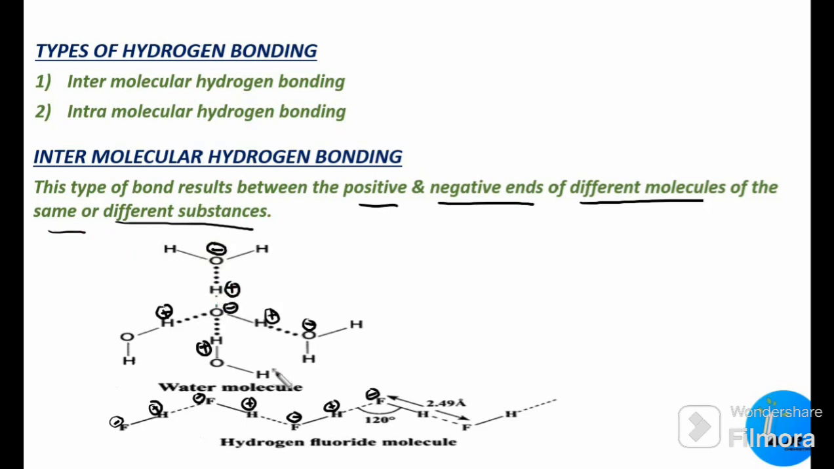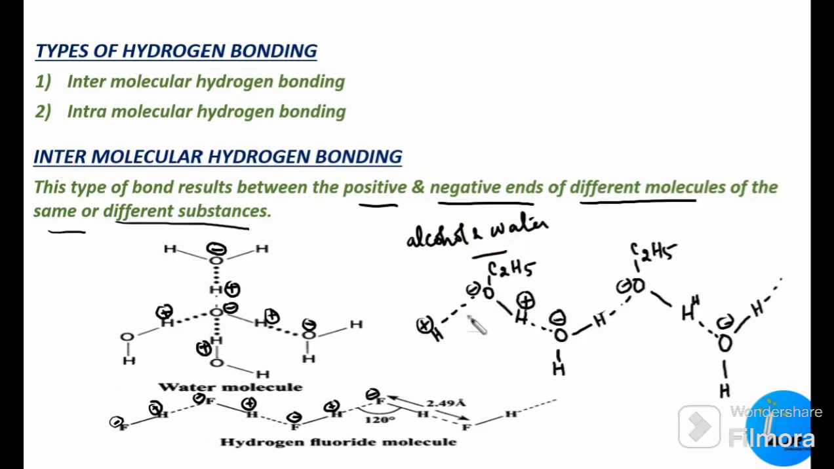Now I am going to show you the hydrogen bonding between alcohol and water. So here, the positive and negative ends of different molecules of different substances we are going to see. I have given the structure of the intermolecular hydrogen bonding between alcohol and water.